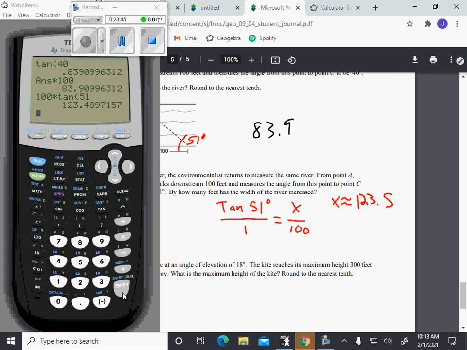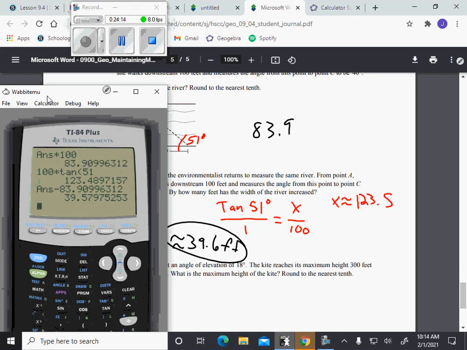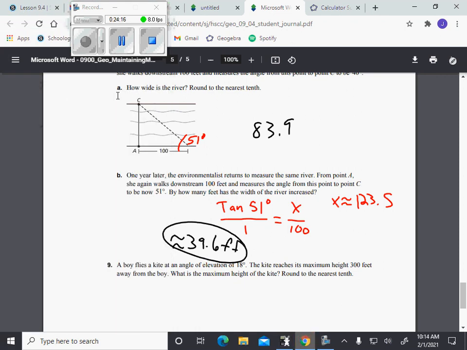Now, that's not what it's asking. It's saying how many feet has the width of the river increased. So I just subtract that from this answer here, and we get 39.6 feet. So roughly, about 39.6 feet. Okay, that's how much the river has increased its width. Now we can move on to number 9.